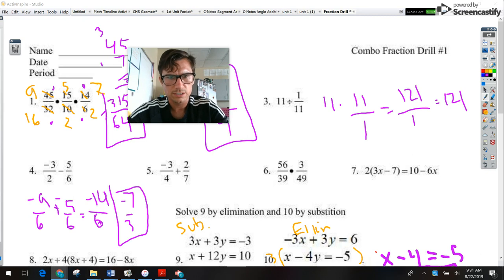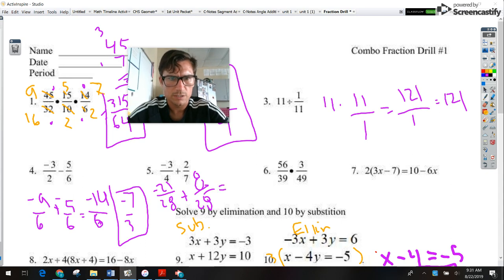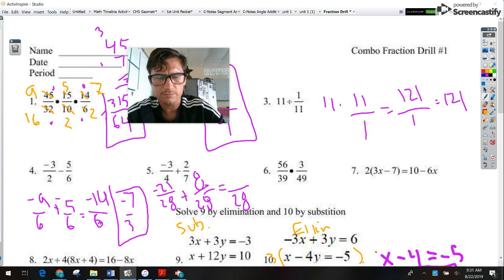Next one, check for individual simplification. Nothing there. Common denominator could be 28. So we can multiply the denominators. 4 times 7. So it goes in there 7 times 4. So we have 7 times -3. It's -21. 7 goes in 28 4 times. 4 times 2 is 8. And then 21, 8. So we write the denominator, stamp it again.